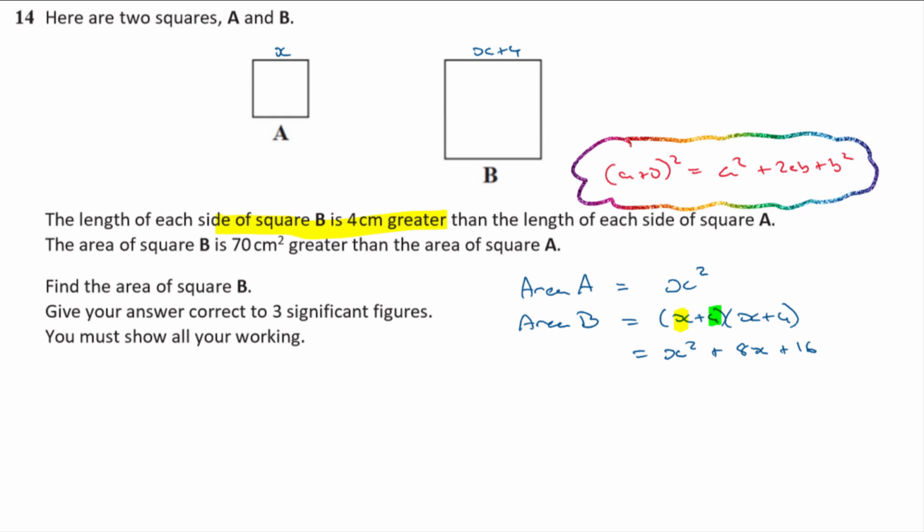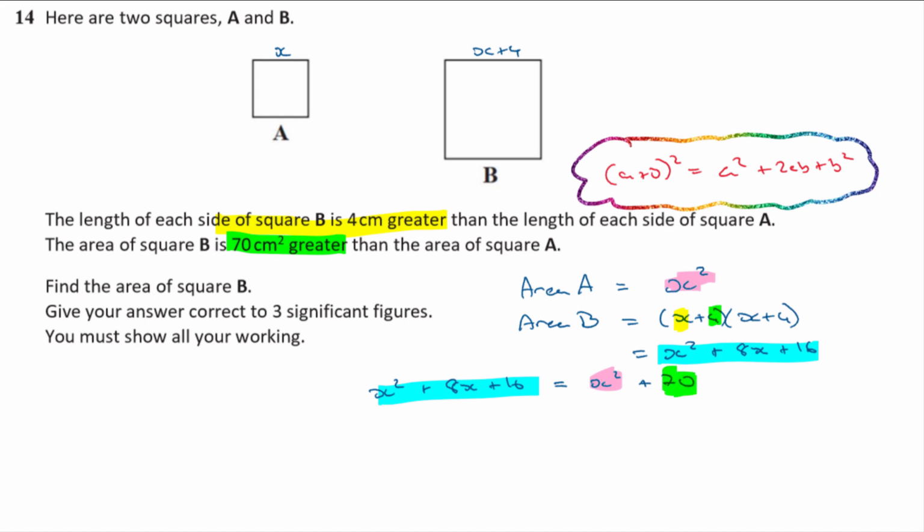Right, so let's crack on. So I know the areas now in terms of x, and I'm told that the area of side B is 70 centimeters squared greater than the area of side A. So that means if I take the area of side A and add 70 to it, it should be equal to the area of side B. Okay, in other words, x squared plus 8x plus 16 is equal to x squared plus 70. Okay, so this thing is equal to this thing add this thing. So you can see where all the bits came from.